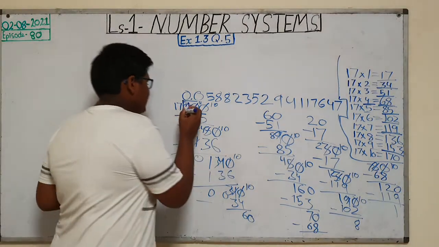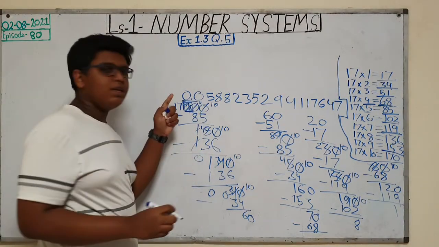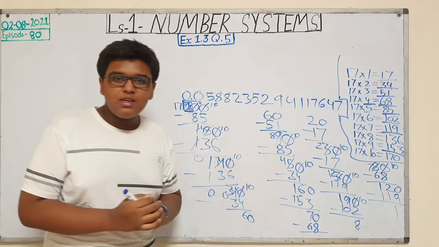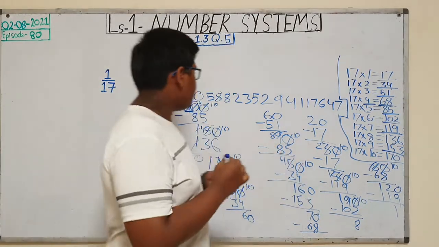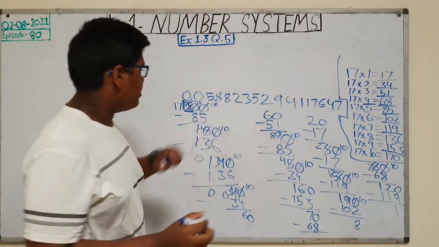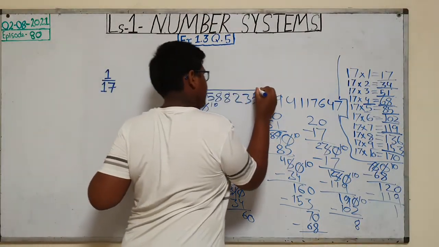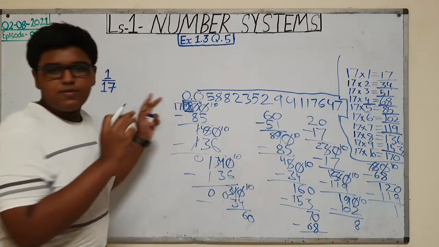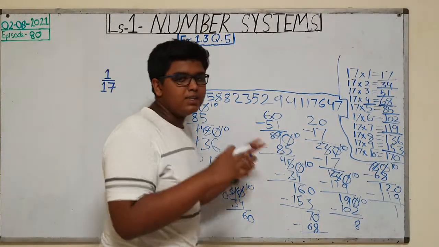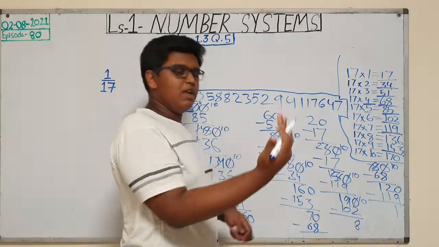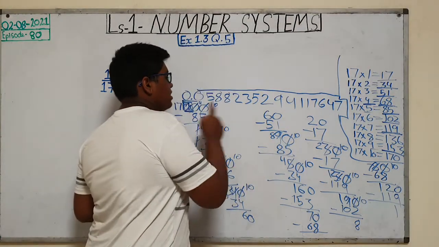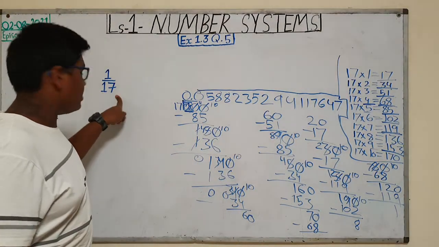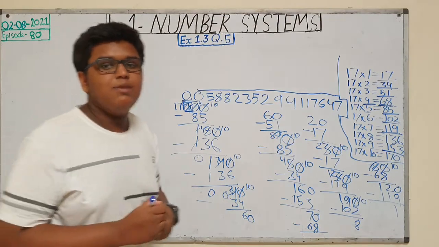In the starting of the question, we got 1, right? And then we used 0 point and then 0. Then we got 100. But have you noticed something? That we are getting 1 once again. So this means that this full number 0, 5, 8, 8, 2, 3, 5, 2, 9, 4, 1, 1, 7, 6, 4, 7 has a bar. Bar means the number that repeats infinitely.